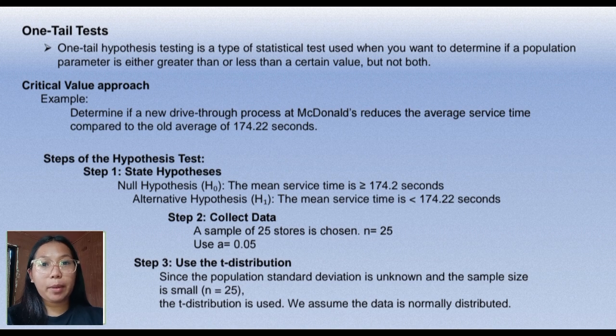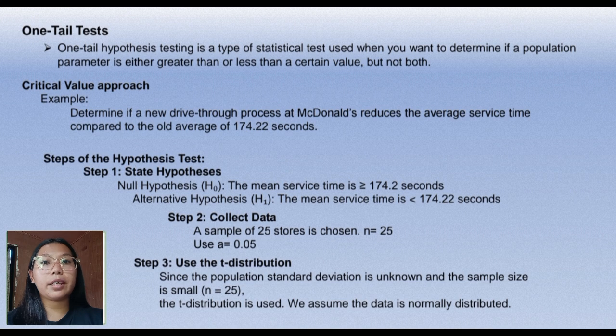First, we state the hypotheses. Our null hypothesis, H0, is that the mean service time is greater than or equal to 174.22 seconds, while our alternative hypothesis, H1, is that the mean service time is less than 174.22 seconds. The next step is we collect the data. A sample of 25 stores is chosen, so n equals 25. Then we use a significance level of 5%, denoted alpha equals 0.05.